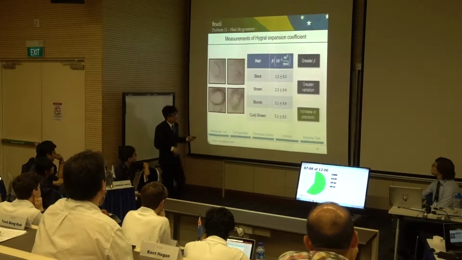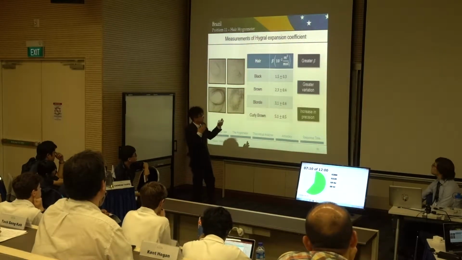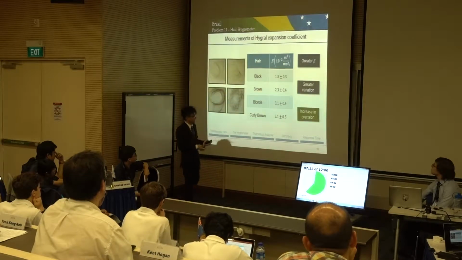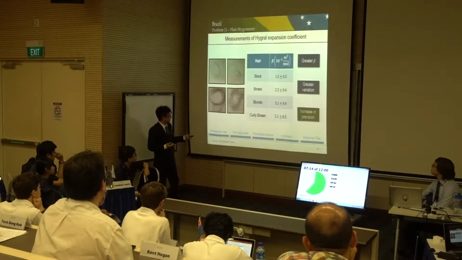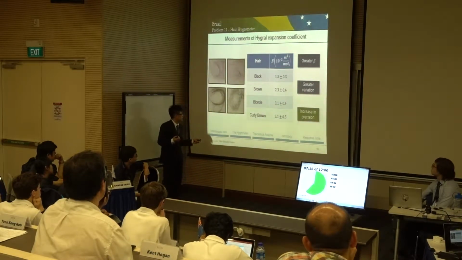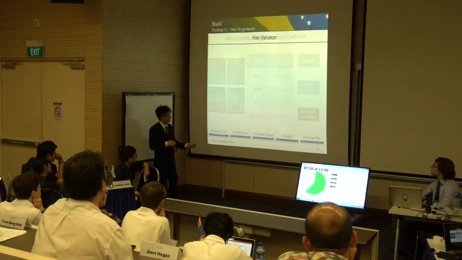Again, as said, we need to increase the value of beta to have a greater variation and increase its precision. So we see that the best hair in this case is the curly brown hair, and that's the hair we will use for the next experiments.